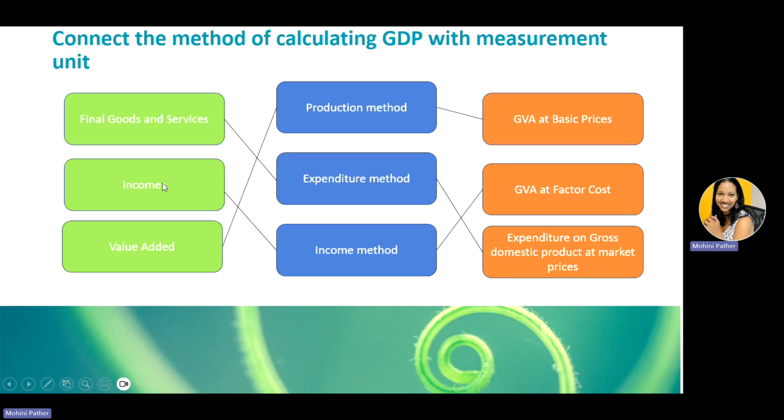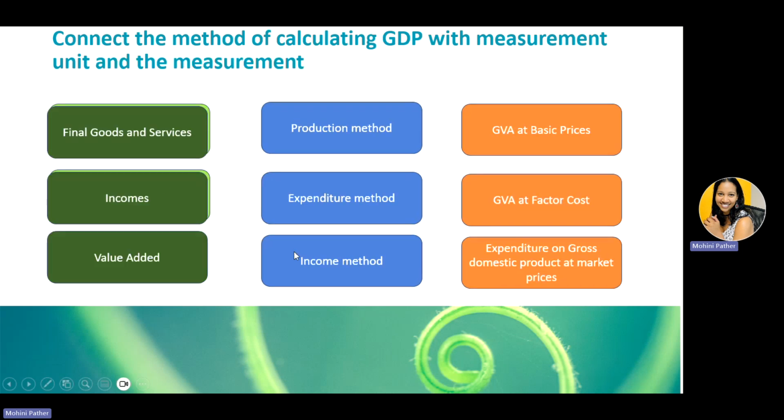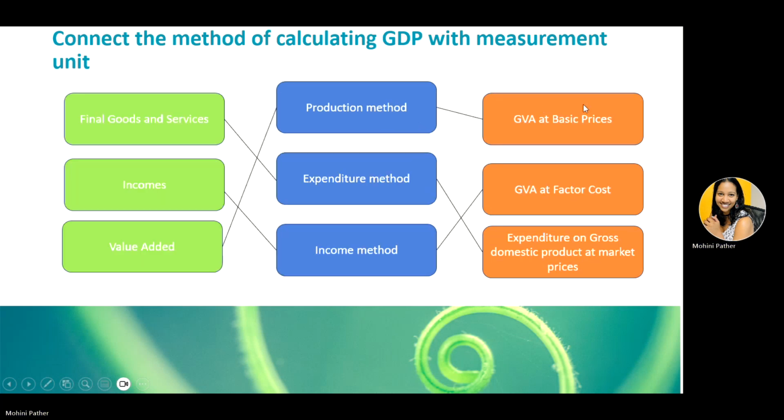If you're looking at incomes, of course, we're looking at the income method. Why? Because we have to look at what we paid to get those people to produce those products. So we look at the factor cost. Why? Because income is the largest contributor to factor costs. And then we've got value added, which is, of course, the production method, and it is linked to your gross value added at basic prices. So what was added at each level by each industry throughout the supply chain of that product.